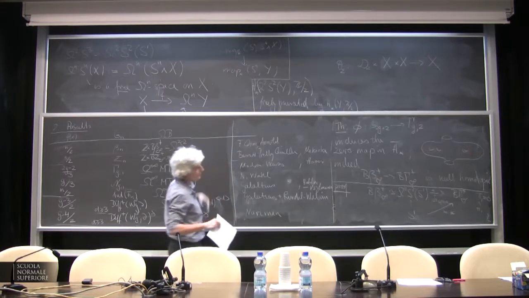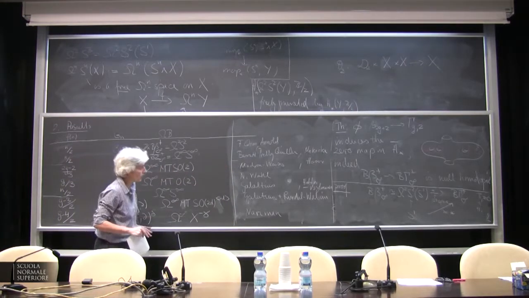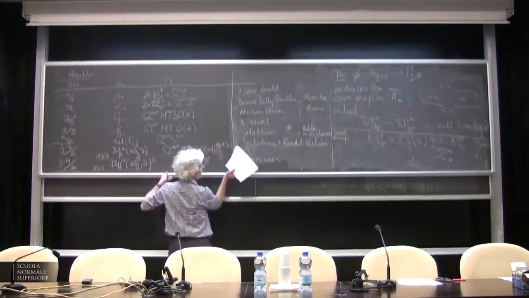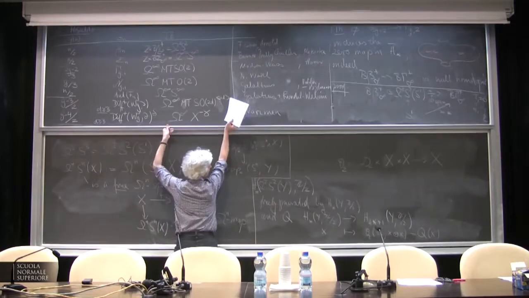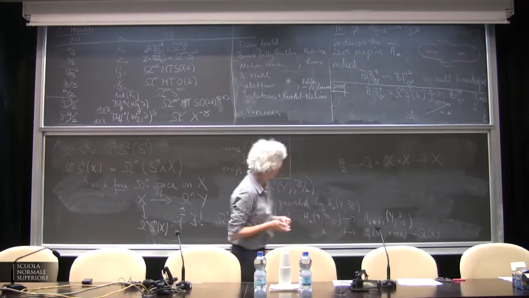Okay, so why is it a double loop space map? That, of course, is because we have to show that the action of D2 is compatible. So let me just do that.